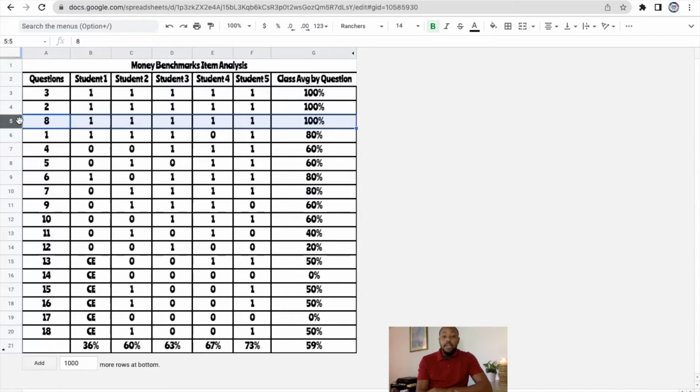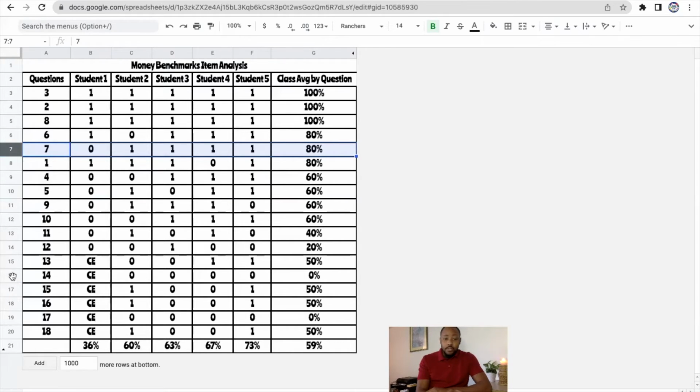Okay, question 8 was 100% across the board. But we see that we're getting into the 80s. 80% of the class being able to understand these questions is awesome. So right now we're just double clicking and grouping these so that we can see from greatest to least how well they're doing.